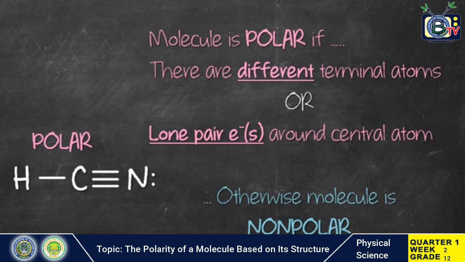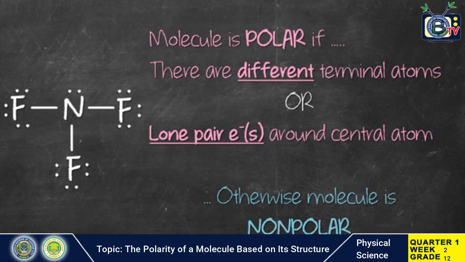Moving on to our final example, NF3. As usual, our first question is, are there different terminal atoms? The answer is none, since all are the same, that is fluorine. What about the lone pairs on the central atom? In this case, the central atom is the nitrogen. The answer is yes, there is actually one lone pair of electrons. Since one statement is true, therefore NF3 is a polar molecule.